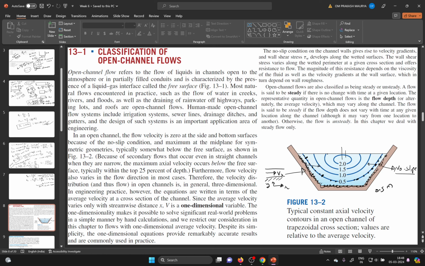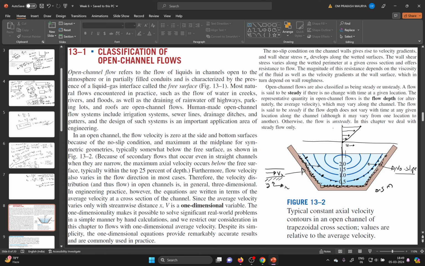Okay, now let me draw the velocity like that. If you draw at this point, what will happen? At the bottom your velocity will be 0, but a little bit up your velocity is 0.5. Here the vector length represents the magnitude. So a little bit above, 1.0, a little bit above, 1.5, a little bit above, 2.2. So your velocity is varying like that.